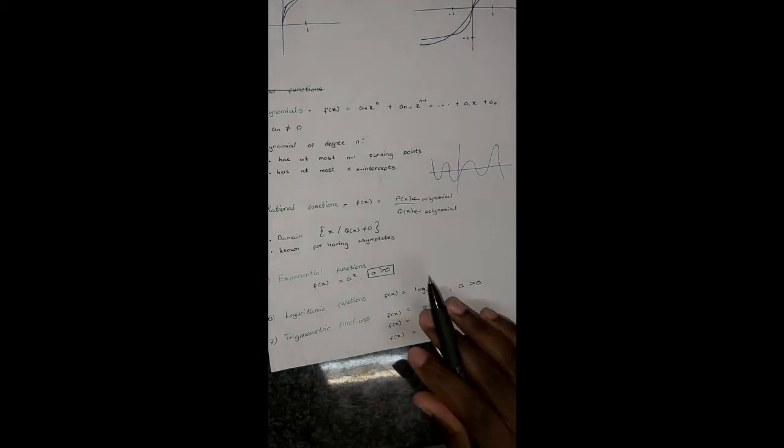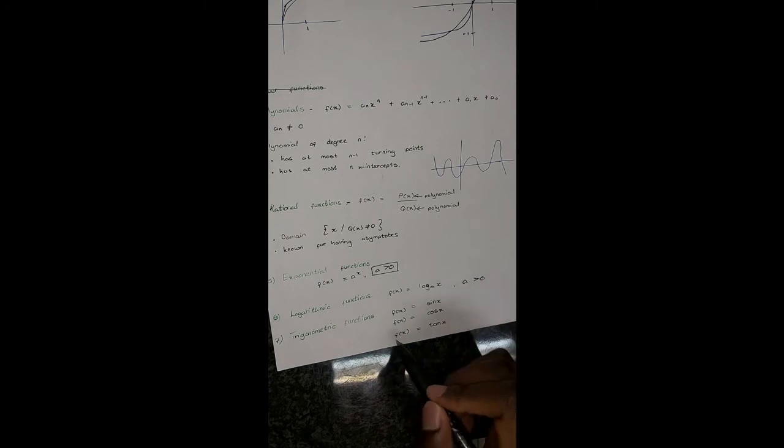Trig functions. Of the trigonometric functions, we have 3 basic ones: sine x, cos x, and tan x. Please know how to plot these, because other trig functions are just a combination of these. So please do know how to plot these basic 3. And that will be it for theme 1.5.